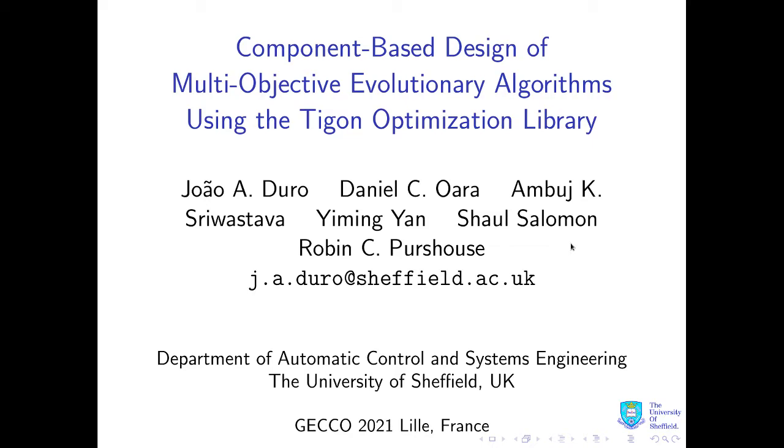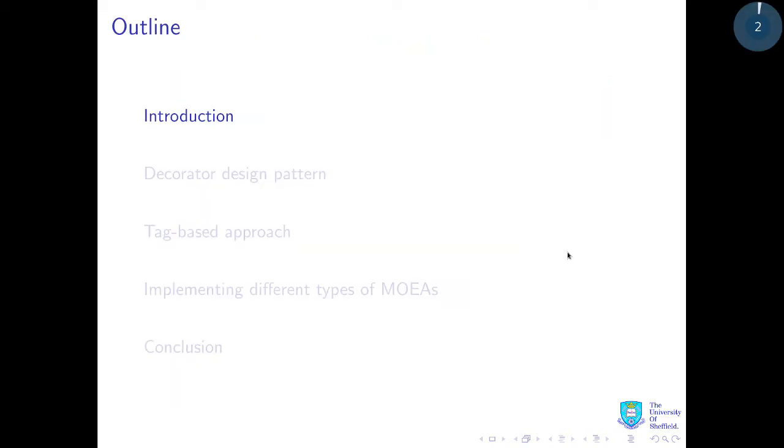I'm a research associate at the University of Sheffield, UK, and I'll be presenting about component-based design of multi-objective evolutionary algorithms. And for this, I'll be using the Tigon optimization library. So I'll first introduce this.